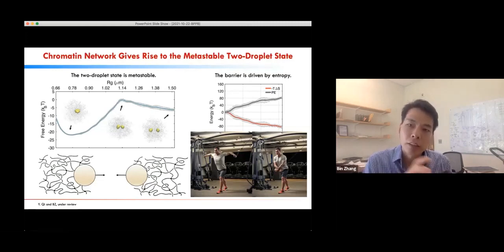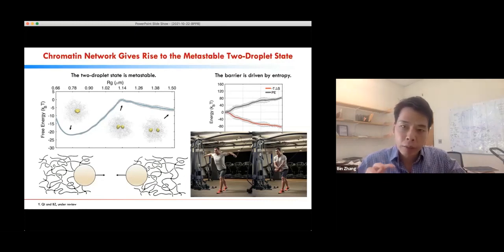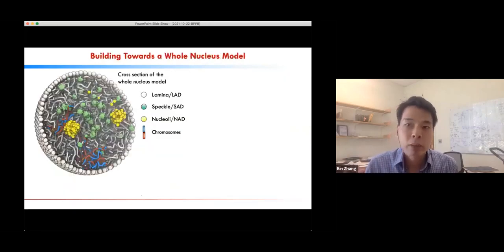So our study on the nucleolus supports that the chromatin network could actually impact the formation of nuclear bodies. But in the meantime, you can expect that the nuclear bodies will also impact the chromatin network as well. That point became very clear in our latest study, where we try to build a more complete picture of the nucleus. Here, in addition to the genome and the nucleoli, we also included the speckle and the nuclear lamina. Those are key components of the nucleus.